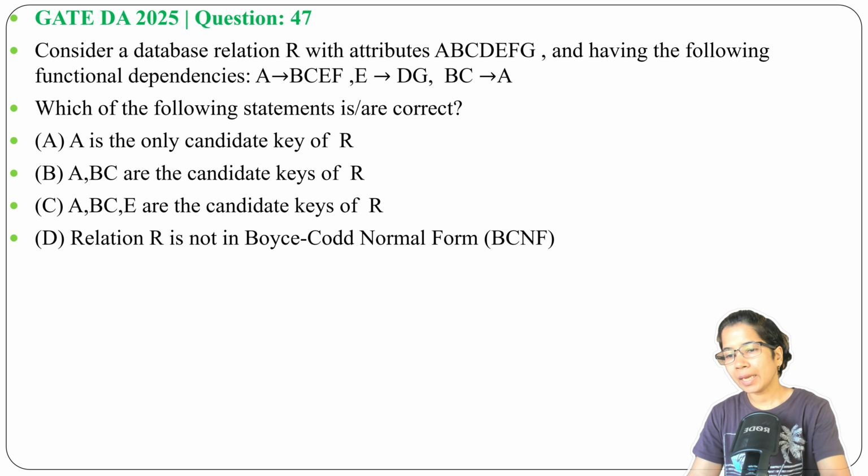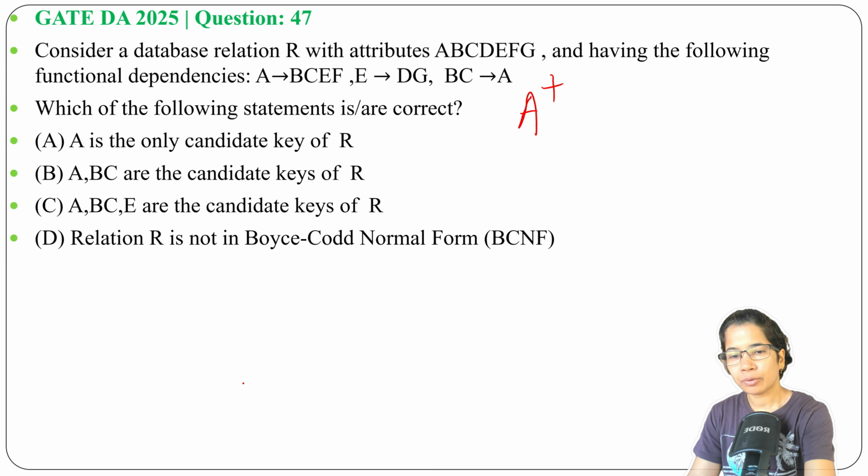Option A: A is the only candidate key of R. Let's check whether A is a candidate key or not. How will we check whether an attribute is a candidate key? We need to find its closure. If its closure contains all the attributes, then it is a candidate key.